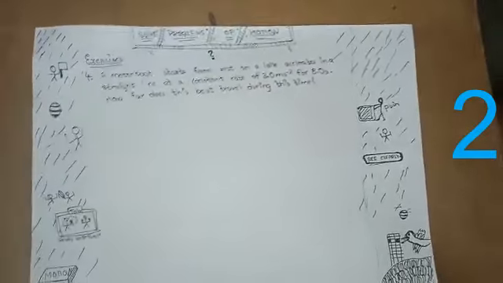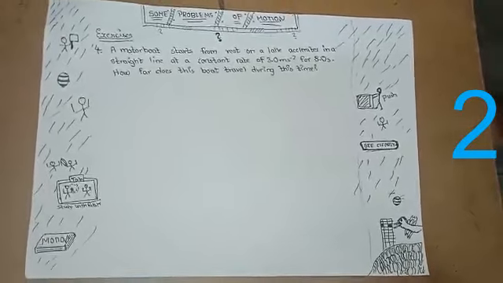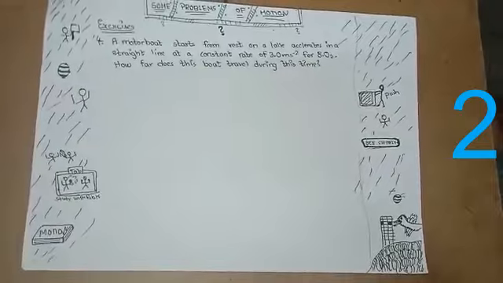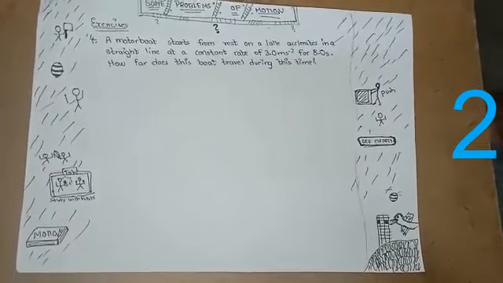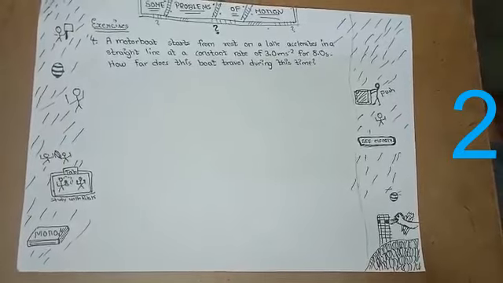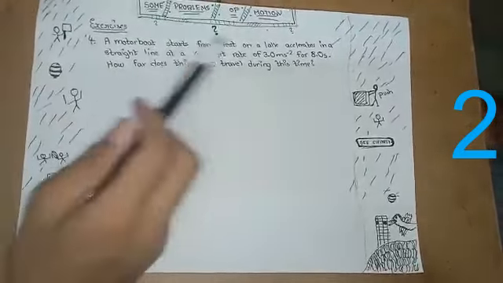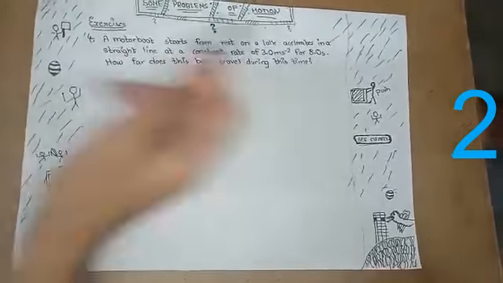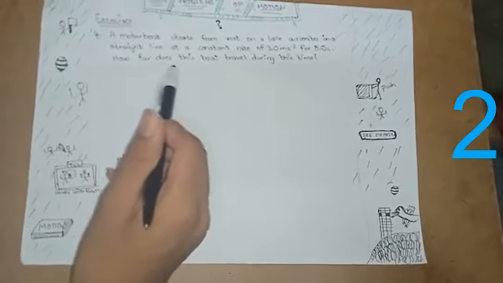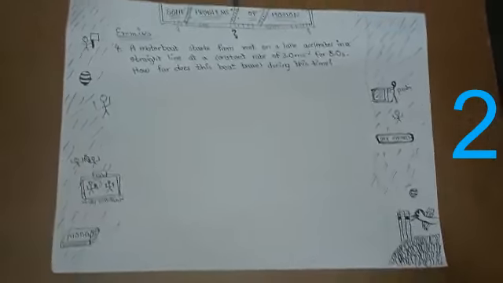It is the fourth sum. A motorboat starts from rest on a lake, accelerates in a straight line at a constant rate of 3 meter per second square for 8 seconds. How far does this boat travel during this time? So the acceleration is 3 meter per second square as given, and the time taken is 8 seconds, and they ask how far the boat travels. That means the total distance they're asking us to find.